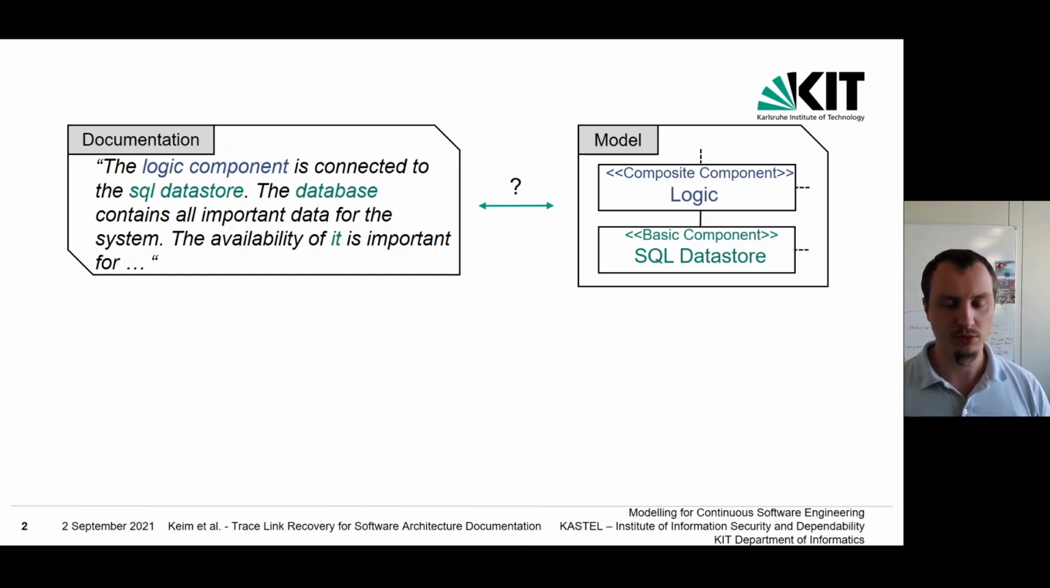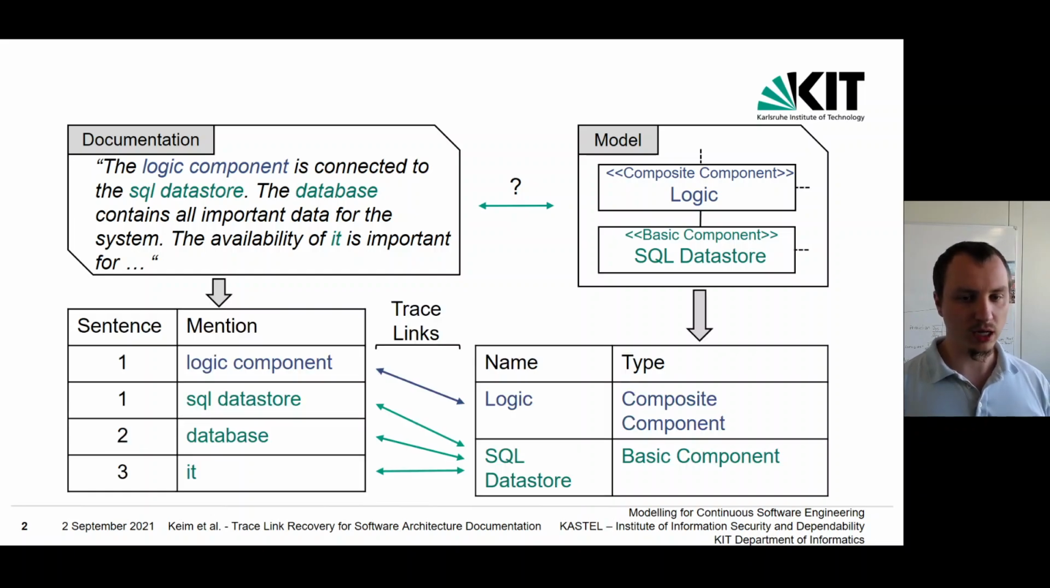Such links are important because, for example, the documentation may contain additional information like reasoning about a component or other information that cannot be displayed with the model. However, linking different artifacts is not trivial. Often, slightly inconsistent naming or other characteristics like using co-references render simple approaches like text search useless.